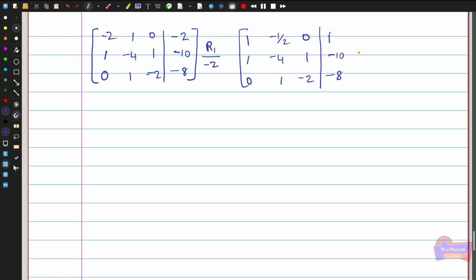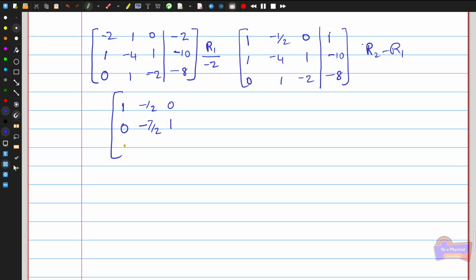Now we want to make the first element of the second row a 0. In order to do that, I can just subtract the two rows. So R2 is equal to R2 minus R1. If you do this, then 1 minus 1 by 2 is 0, and this is going to be 0, and this is minus 7 by 2, and this is 1, 0, 1 and minus 2, and the right hand side value is 1, minus 11, minus 8.